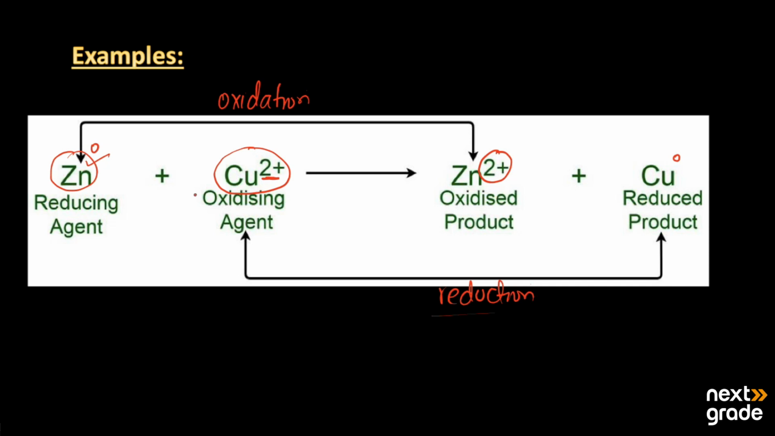So here the zinc loses electrons. As it loses electrons, it undergoes oxidation, and it works as a reducing agent because it reduces the copper. On the other hand, the copper, by accepting the electrons of the zinc, undergoes reduction, and it works as an oxidizing agent.